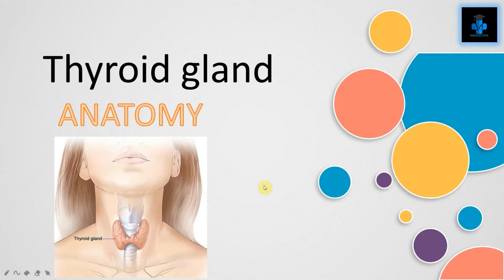Today we will learn about the anatomy of thyroid gland. The thyroid gland is, as you can see here, a butterfly-shaped organ located in the base of your neck. It releases hormones that control metabolism, the way your body uses energy.